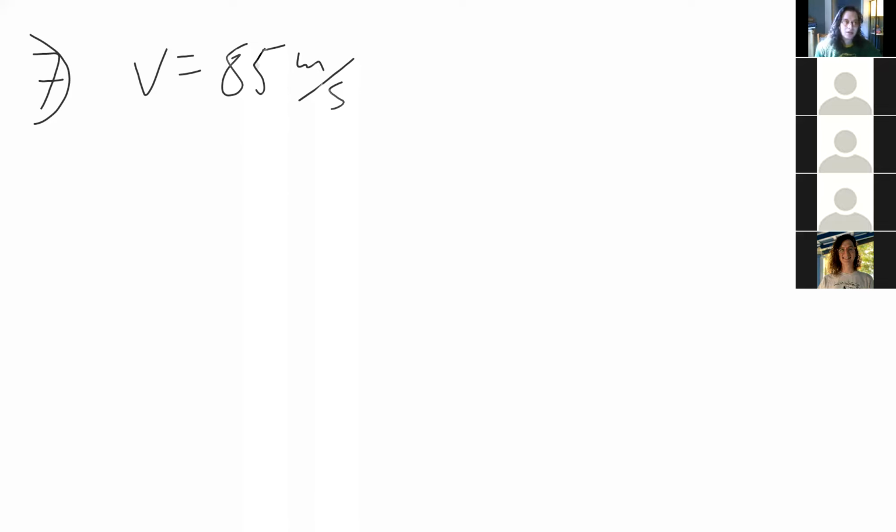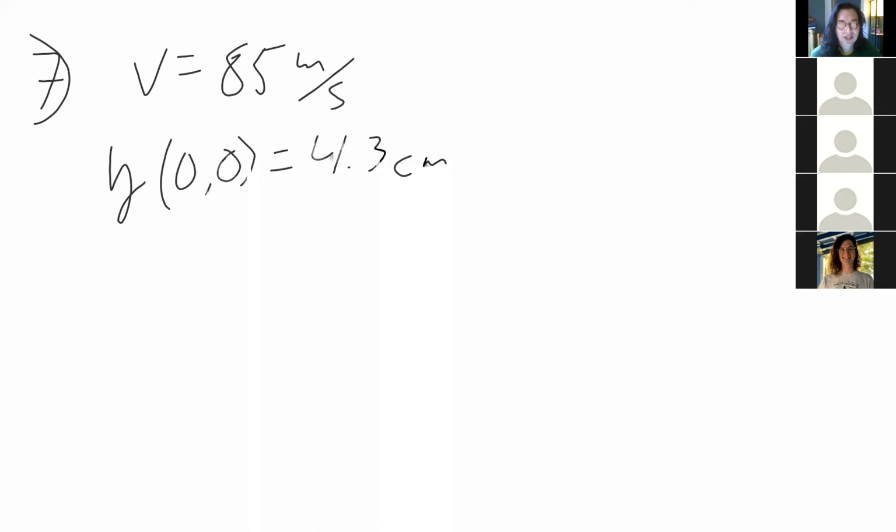Cool. All right. Okay, so they give us this initial condition. At t equals 0, x equals 0, you have some transverse displacement. So that would be a y of 0, 0, where x is 0, t is 0, and it's 4.3 centimeters. That's what that means mathematically. We'll see how we actually use it in just a second.